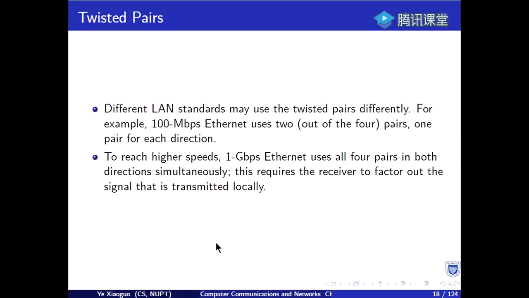Different local area network standards may use the twisted pairs differently. For example, 100 Mbps Ethernet uses two pairs, meaning out of the four pairs, one pair for each direction. So one pair is used for sending, and the other pair is used for the receiving direction.